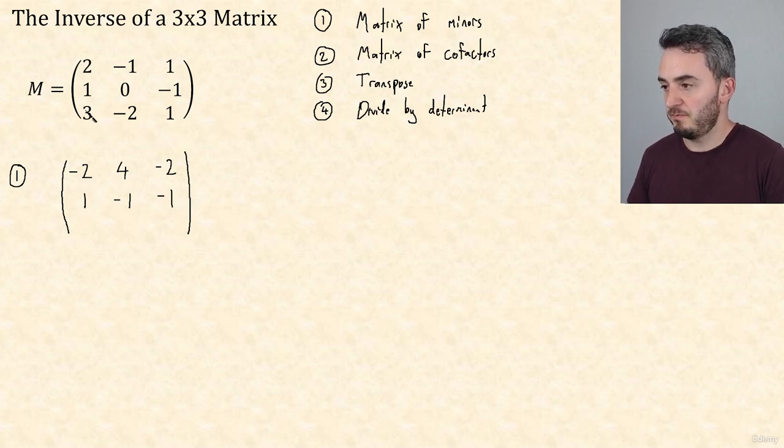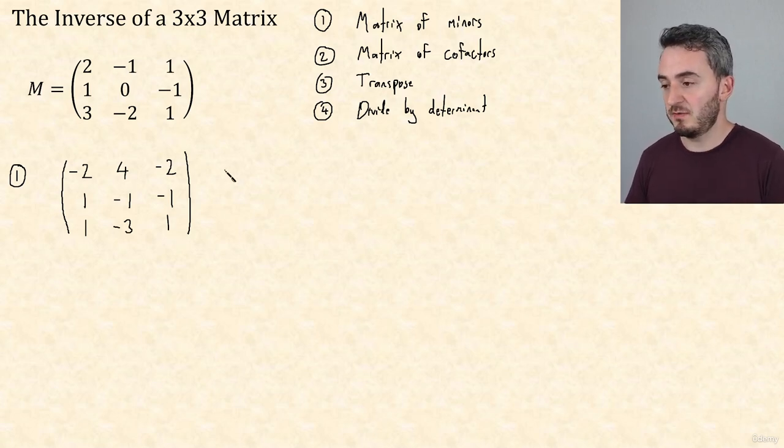Now the bottom row, 3 here, we have this submatrix giving us 1 minus 0. That's 1. For this one here, our submatrix is 2, 1, 1, -1. So it's -2 minus 1 is -3. And finally, for down here, the submatrix is up here. It's 0 minus -1 is 1. So that is our matrix of minors.